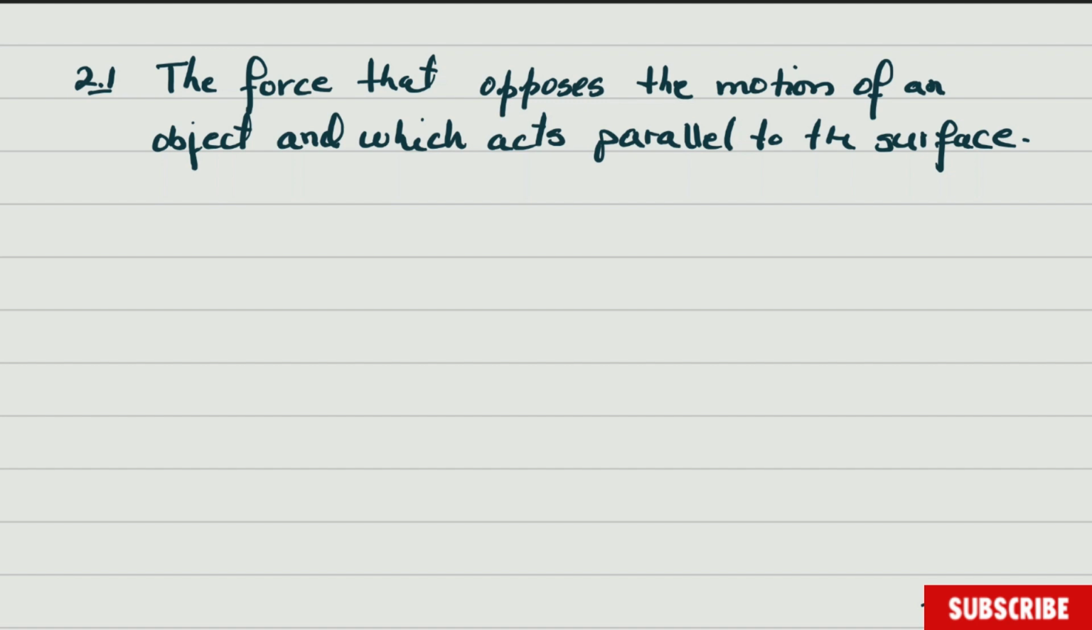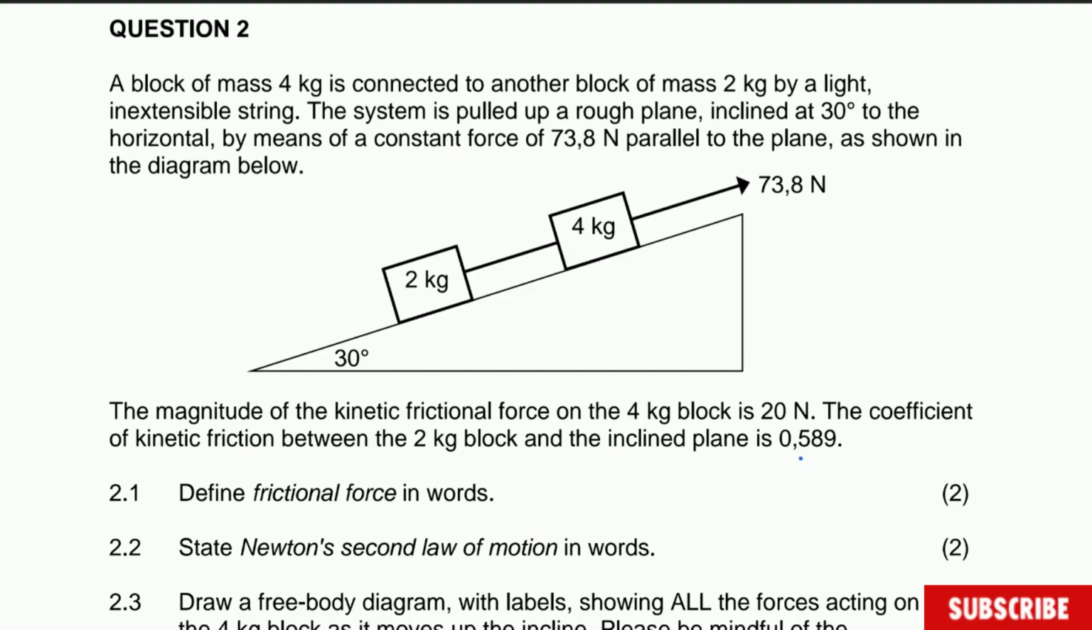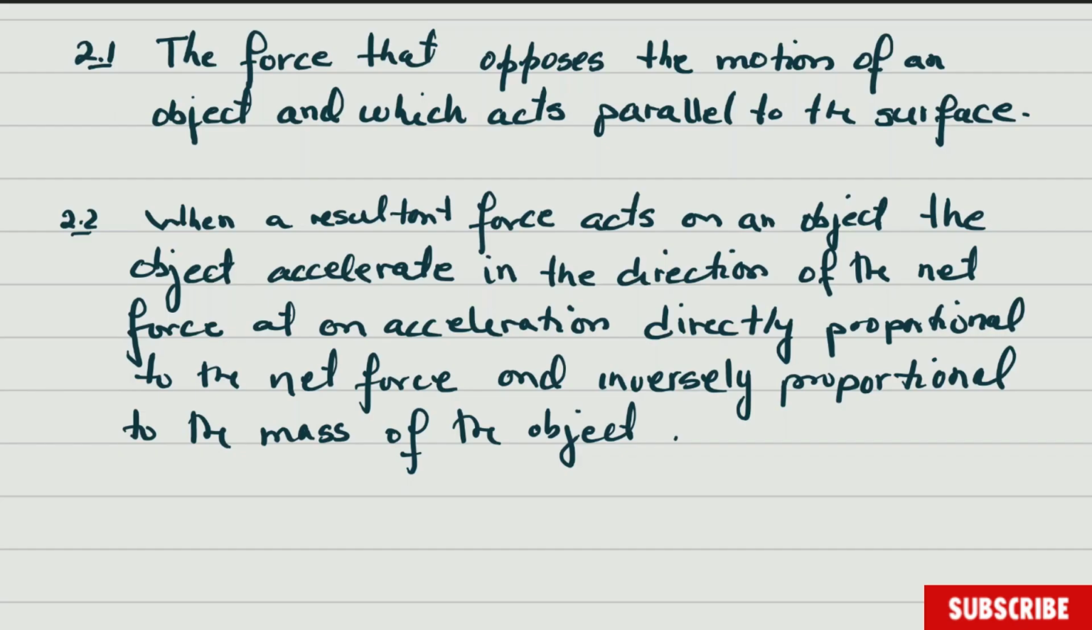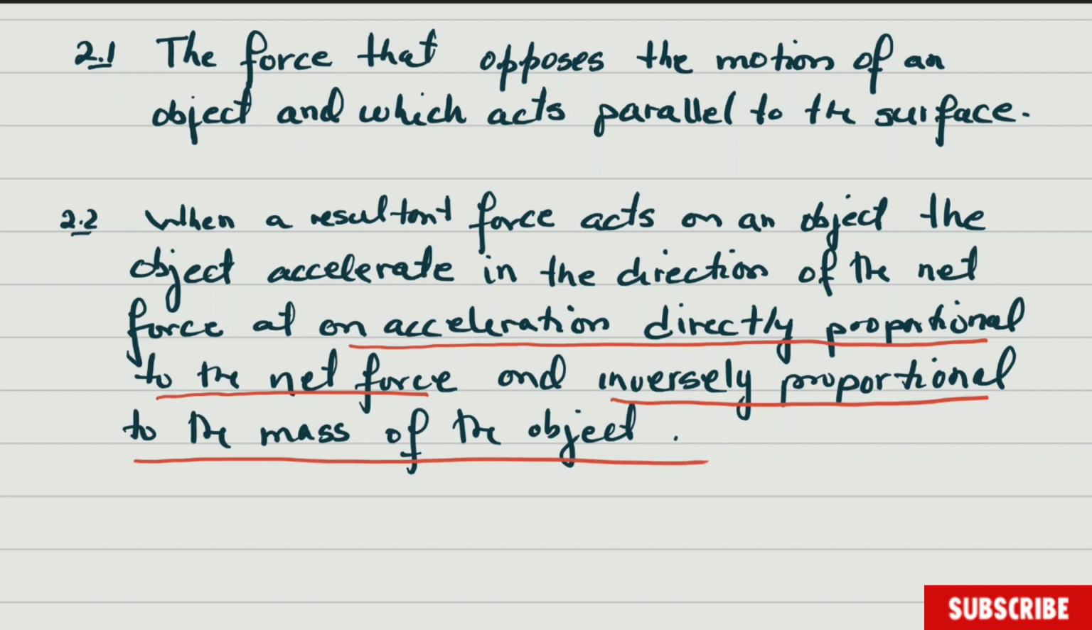Let's go to question 2.2. Now, question 2.2 says, state Newton's second law in words. So, when a resultant force acts on an object, the object accelerates in the direction of the net force. The acceleration is directly proportional to the net force and inversely proportional to the mass of the object. That one is Newton's second law in words.